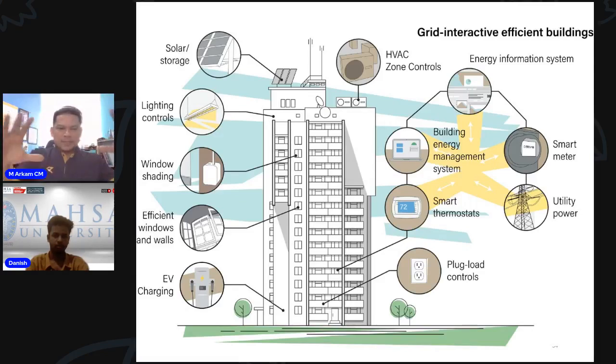This is part of the active devices that we can put in or implement in our building besides the passive ones that have been discussed before. So these are all passive and active devices, except for the efficient windows and walls. Other than that, it is all active.